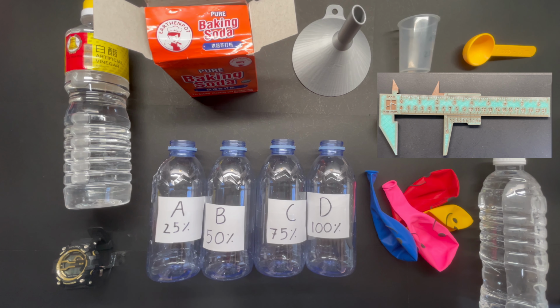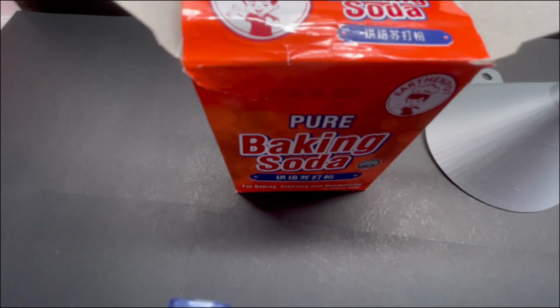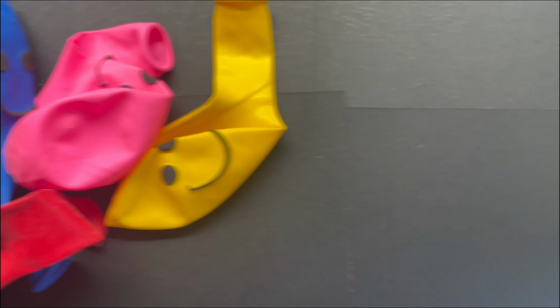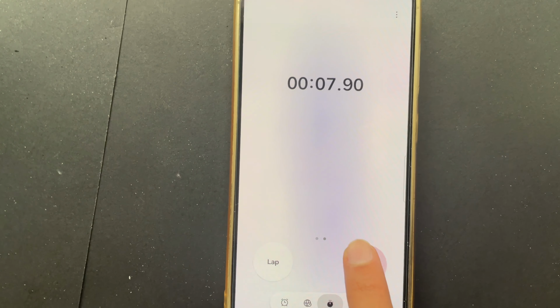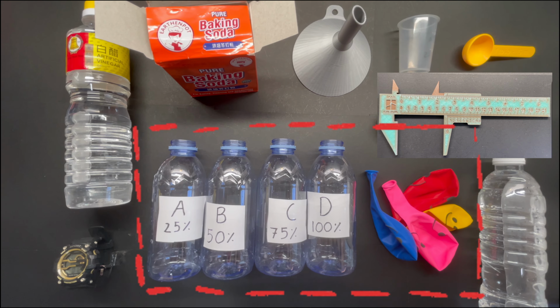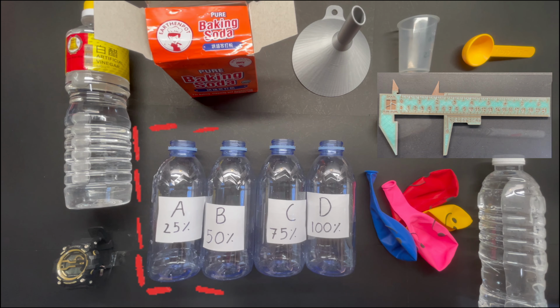To carry out this investigation, I used vinegar, water, baking soda, 4 identical plastic bottles, 4 identical balloons, a measuring cup, measuring spoon, funnel, stopwatch, and a ruler or caliper. Using identical bottles and balloons helps us to make this investigation as fair as possible.